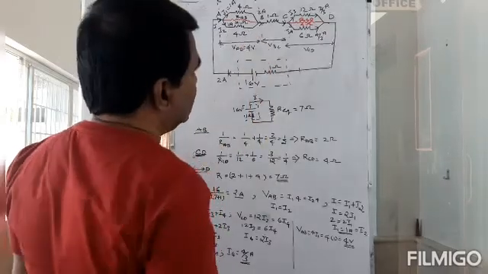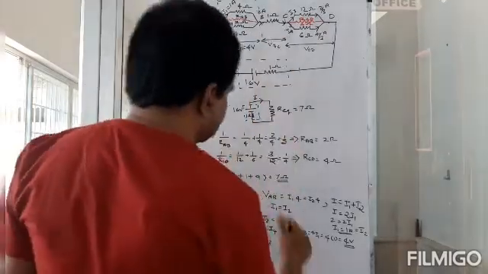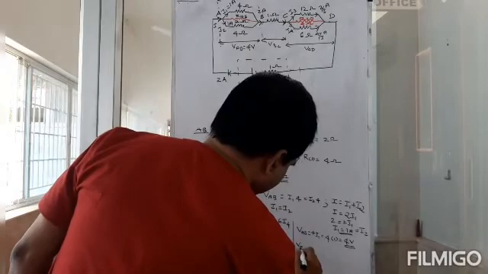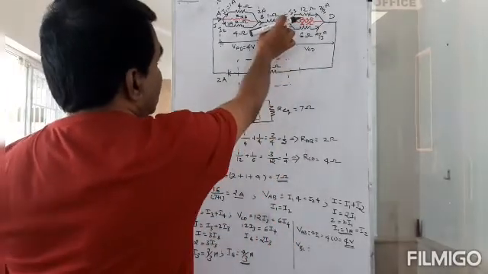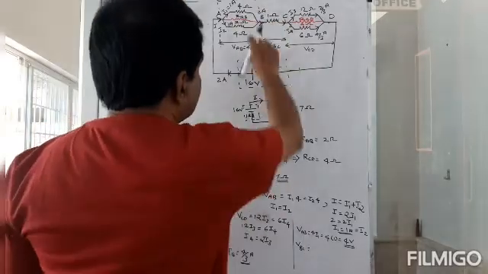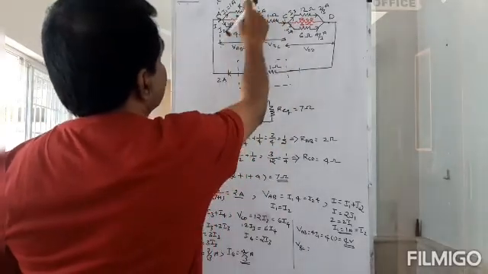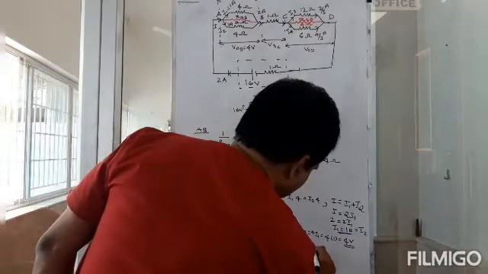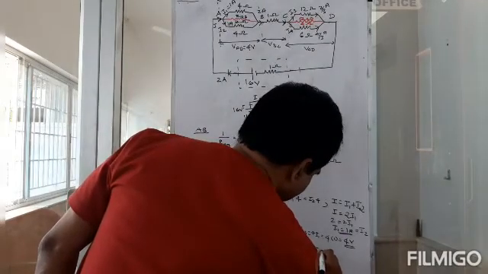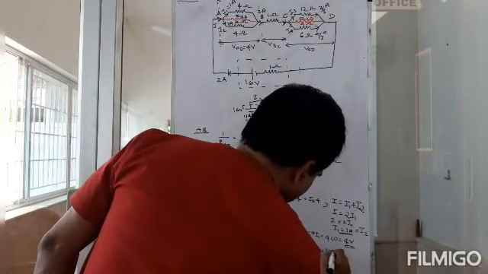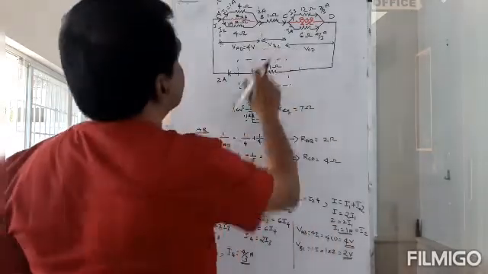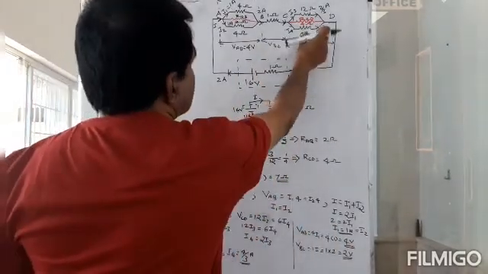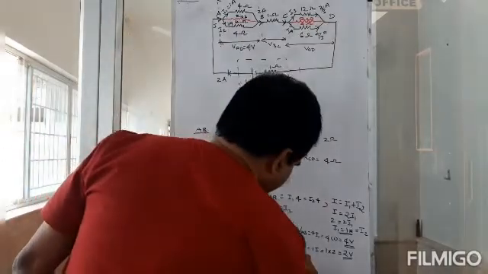Okay. Then what is VBC? VBC. That is 1 into I, right? So 1 into 2, that is 2 volts. What is this? And what is this? VCD.